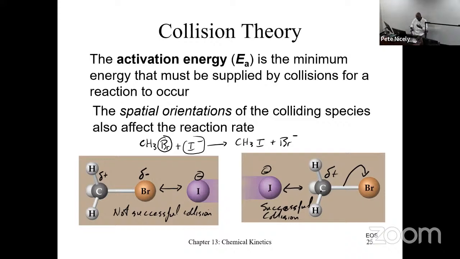So just to summarize, two important things are necessary in order for the reaction to take place. One is that the reactive molecules must have at least a minimum energy in order to cause bond breaking, which would lead to the product formation. And then the second is the correct spatial orientations of the colliding molecules. That is also very important in order for you to have a successful collision, which leads to product formation.